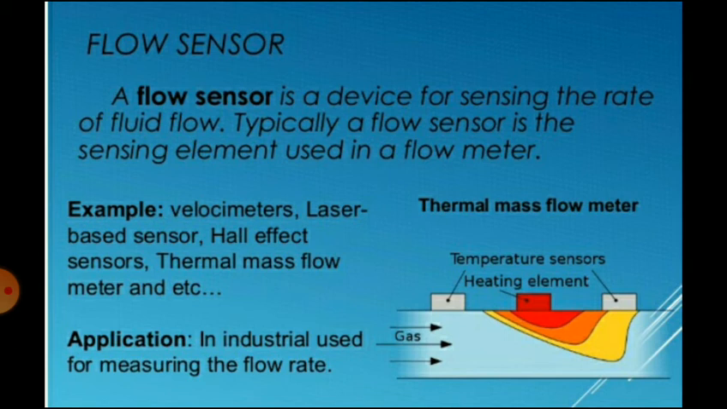Then flow sensors. A flow sensor is a device for sensing the rate of fluid flow. Typically, a flow sensor is the sensing element used in a flow meter. Examples are velocity meters, laser based sensors, Hall effect sensors, thermal mass flow meters, etc. And the applications are in industrial use for measuring the flow rate.